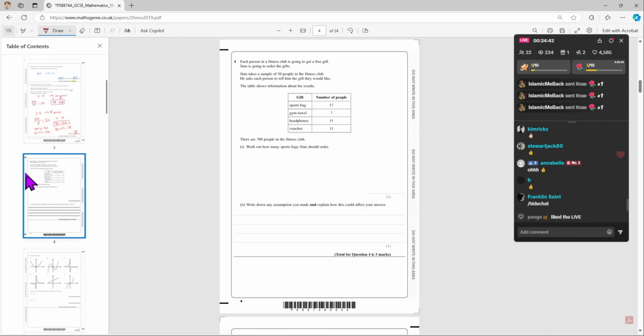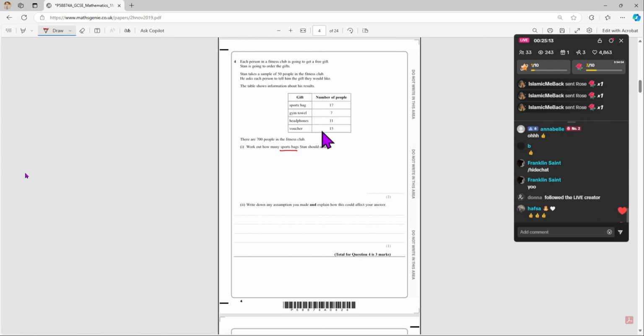Each person in a fitness club is going to get a free gift. Stan is going to order the gifts. Stan takes a sample of 50 people in the fitness club. He asks each person to tell him the gift they would like. The table shows information about his results. There are 700 people in the fitness club. Work out how many sports bags Stan should order. So we have to work out the fraction of sports bags by using this table. 17 people said they wanted a sports bag out of 50. So 17 out of 50.